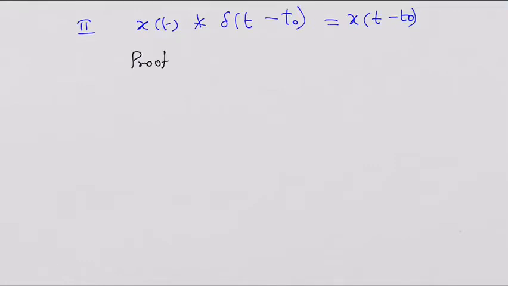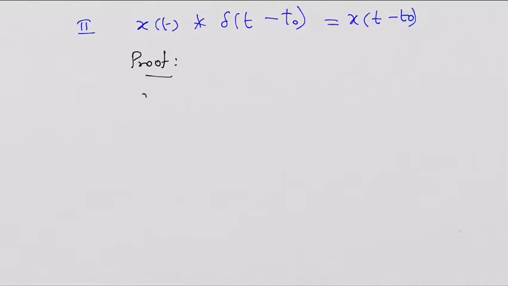The second case, convolution of impulses with x of t. I have x of t, some arbitrary signal, convolved with del of t minus t naught. What would be the result? It will also result in x of t minus t naught. Delayed, shifted impulses, if they are convolved with x of t, the result will be x of t minus t naught. Okay. How to prove this? Proof is also very simple.